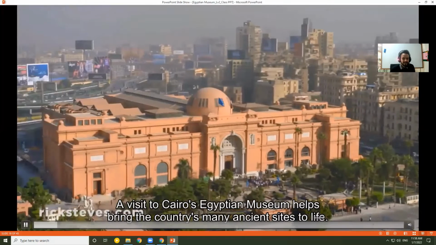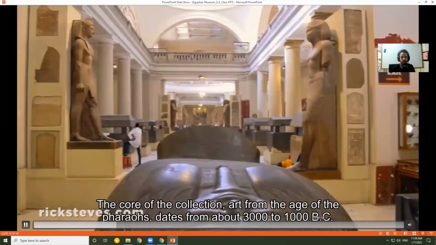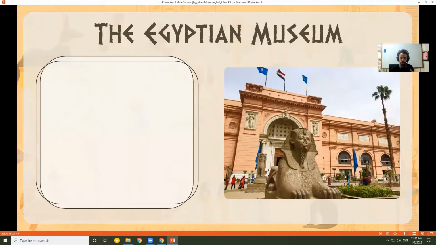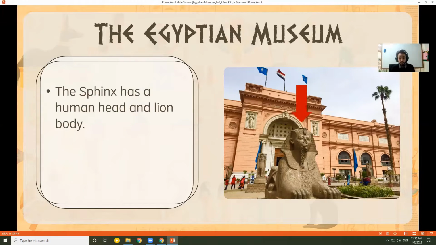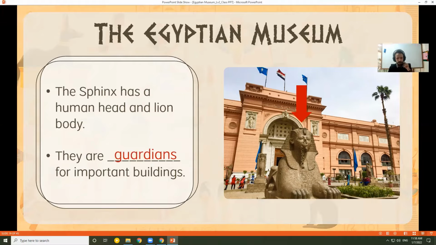A visit brings sites to life. A vast collection of ancient art from the age of the pharaohs dates back thousands of years, from about 3,000 to 1,000 BC. Really old antiques and artifacts. The Sphinx right here has a human head and lion body. Maybe you've seen pictures of these before. And they are, what's that word for something that guards or protects? They are guardians for important buildings like the museum.